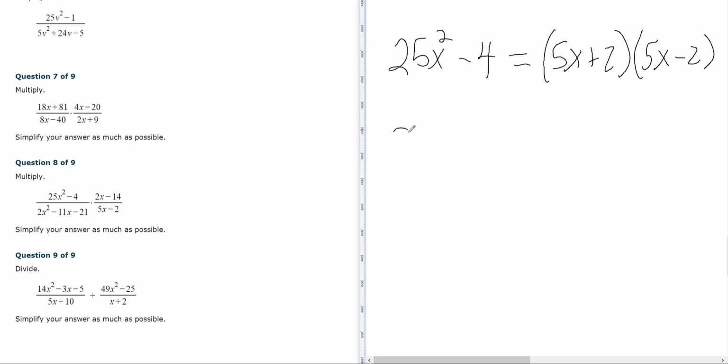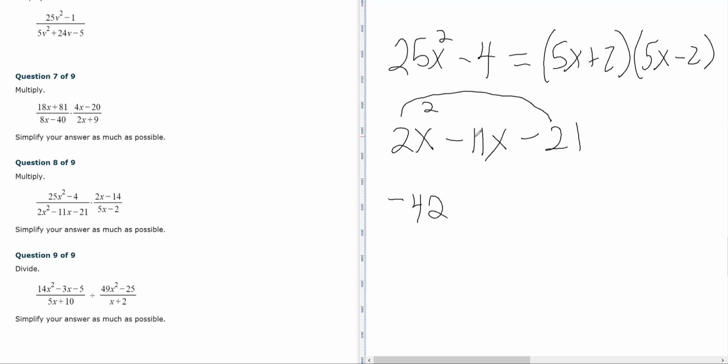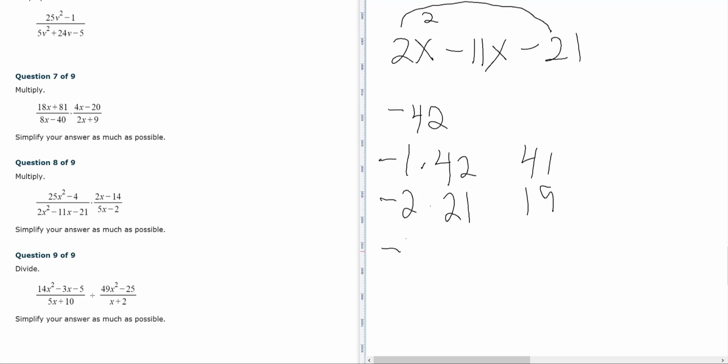Denominator, 2x squared minus 11x minus 21. Well, that's one of those AC problems because, look, I can't take out a common factor. 2 times negative 21 is negative 42. I need the factors of negative 42 that will give me a negative 11. So it's not negative 1 times 42 because when you add those you get 41. Let's see, negative 2 times 21, if you add those you get 19. Negative 3 times 14, if you add those you get positive 11. So that tells me I need negative 14 times 3.